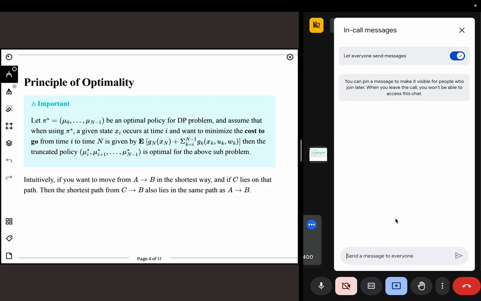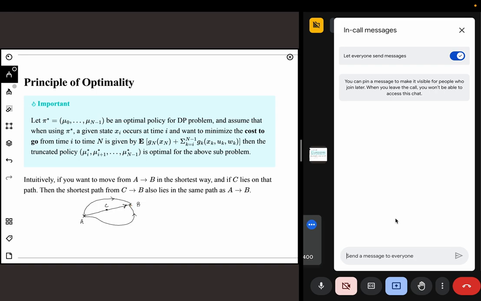The next concept is the principle of optimality. The statement goes like this, but you can also think of it in a very simple, intuitive way. If you want to move from some particular point A to B, there could be different paths to move from A to B. For example, if you want to minimize the total length of the path that you are traveling, then this is the solution. And if you know that a point C lies on this particular path, then in order to move from C to B, this is also the only possible minimum way that you can use.